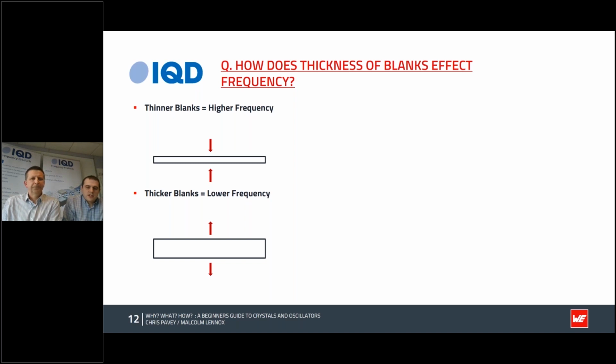In the case of larger blanks, by producing the blank over frequency, and then the final frequency is achieved by adding mass in a process called deposition during a tuning process. In the case of smaller blanks, material is removed using a laser in a similar process.